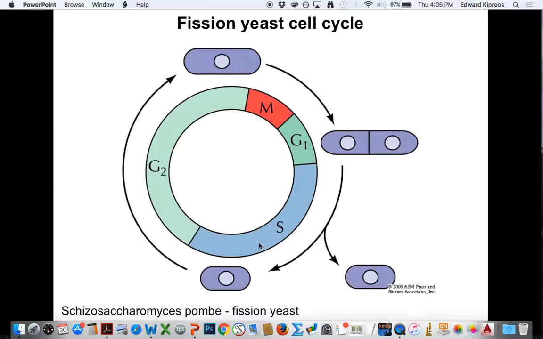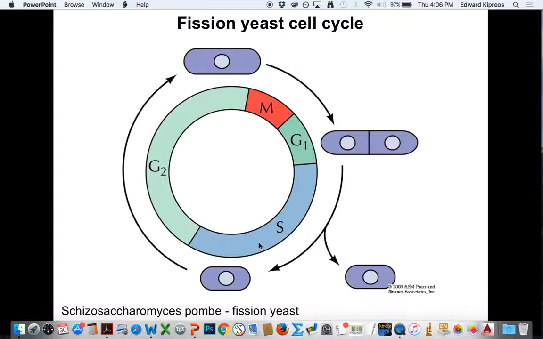Okay, so that's one system that's used to look at these cell cycles. The other one's fission yeast. So fission yeast has a different shape, and it's got this sort of oblong shape, and you can tell where it is in the cell cycle just based on its size.